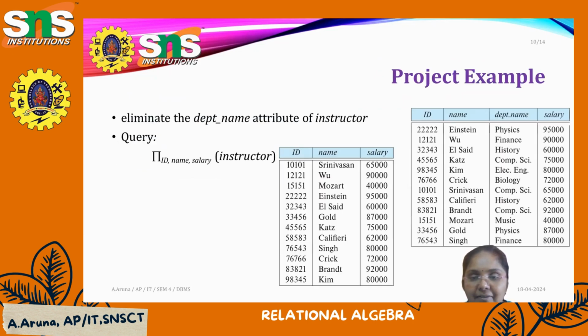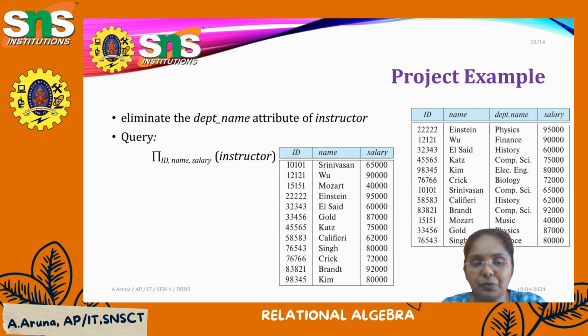Here I have a table containing ID, name, department name, and salary. I have to project only ID, name, and salary. I have to eliminate the department name from the instructor table. How can I write the query for this? I have to vertically partition my table, removing the department name.